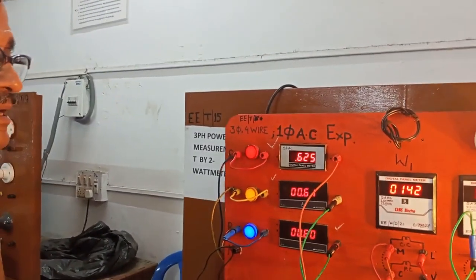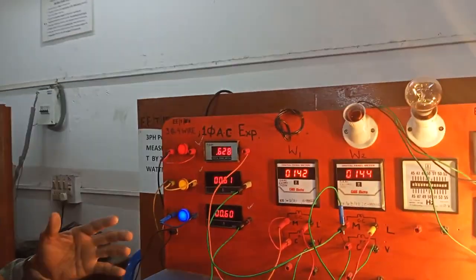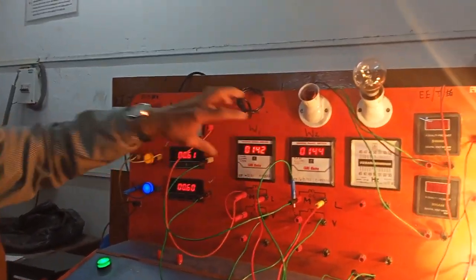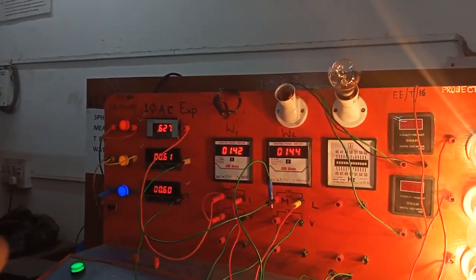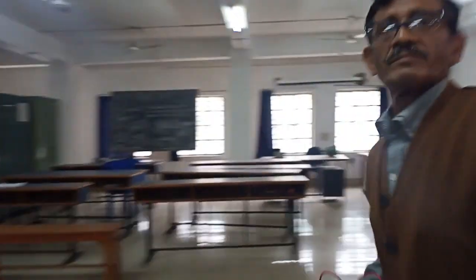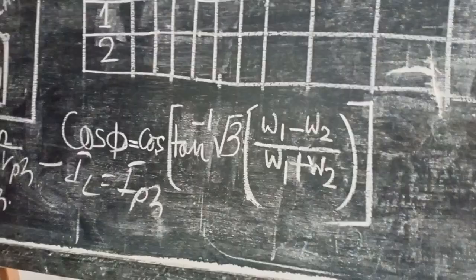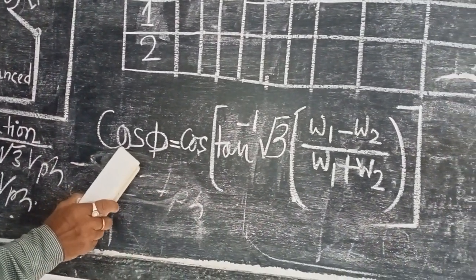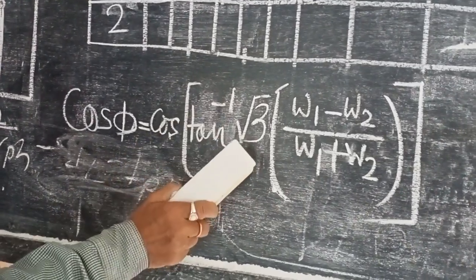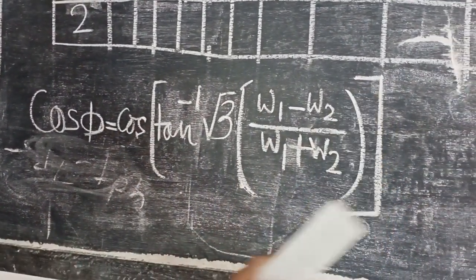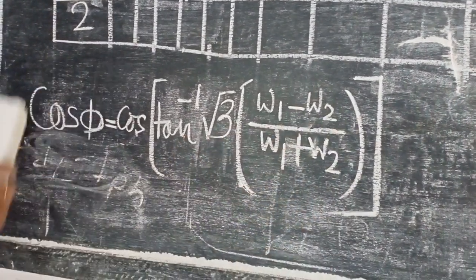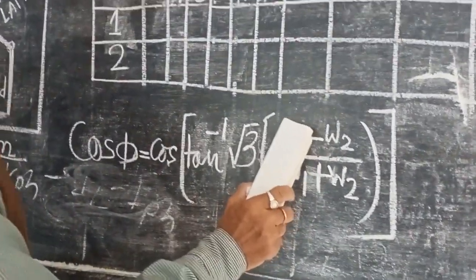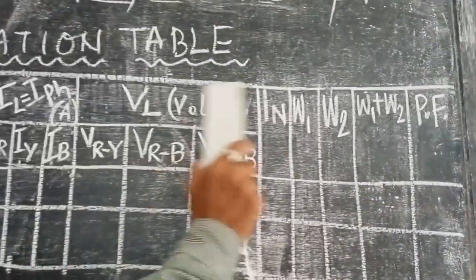We can calculate the power factor, and here W1 plus W2, the value we will put in the formula. You see the formula is given here. We can calculate cos phi, the cos of tan inverse root 3 times W1 minus W2 by W1 plus W2. By this formula we can calculate the power factor, and we will put the W1, W2 here from your observation table.